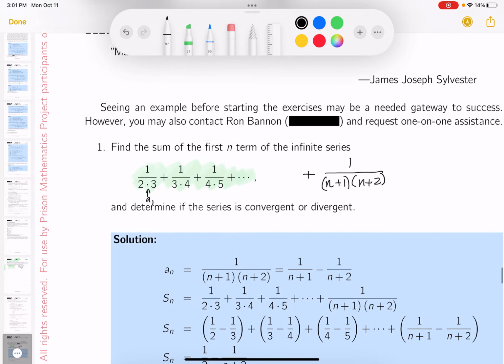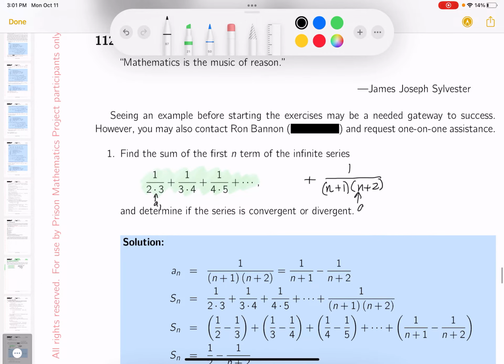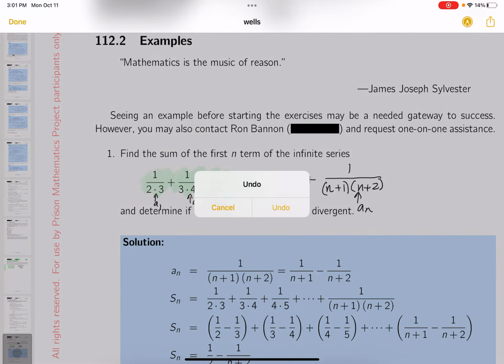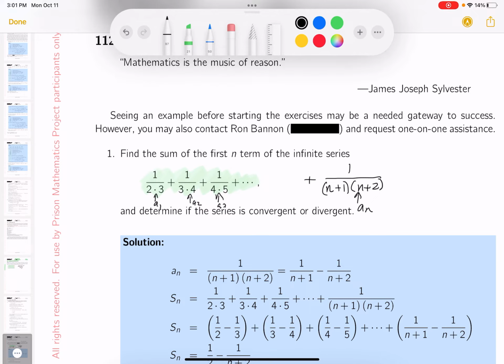Now, I want to see if that makes sense. If this is the nth term, well, if n is 1, what do I get? I get 2 times 3. It works out beautifully. And this would be a2, and this would be a3. So I've got the nth term down. And what I've got to do is split that nth term into 2 parts.